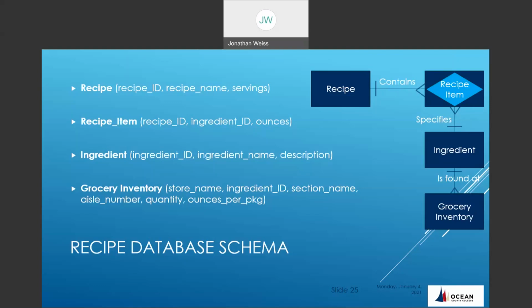The third table is called the ingredient table. And that uses an ingredient ID. It has an ingredient name, and it has a description of what the ingredient is.